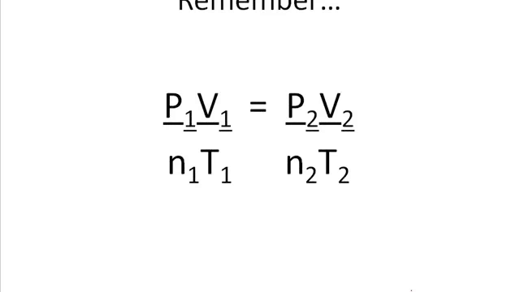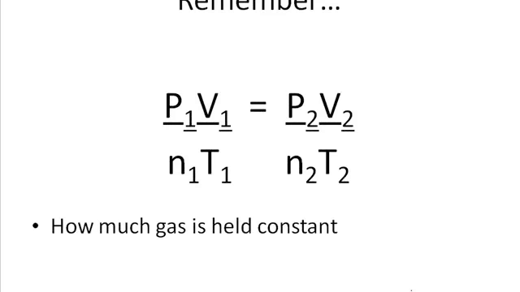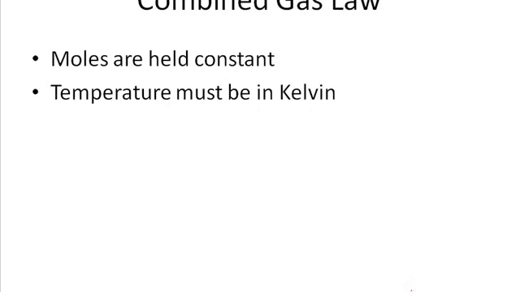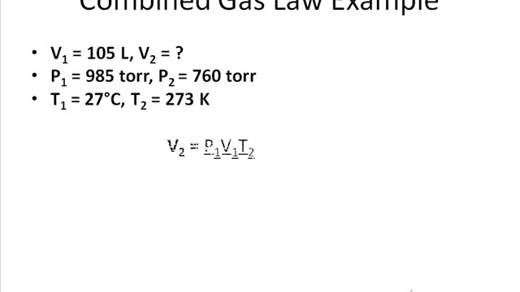The combined gas law is when the number of moles is held constant. So there's our equation. P1 V1 over T1 equals P2 V2 over T2. Remember that in the combined gas law, your moles are held constant and your temperature must be in Kelvin. Here's an example problem where I'm giving these variables and I'm looking for the second volume.